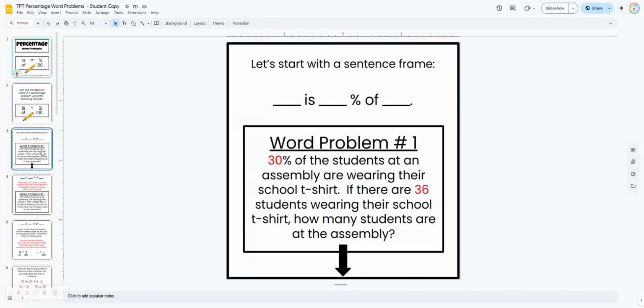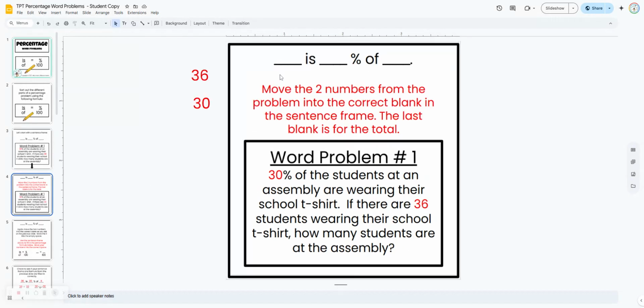We're going to start here with a sentence frame. So this is something else we want to repeat so the students remember that sentence frame. So here we have a word problem. 30% of the students at an assembly are wearing their school t-shirt. If 36 students are wearing their school t-shirts, how many students are at the assembly?